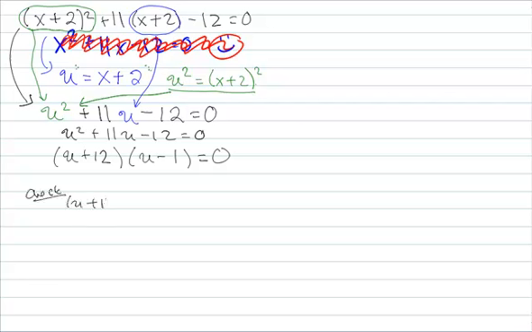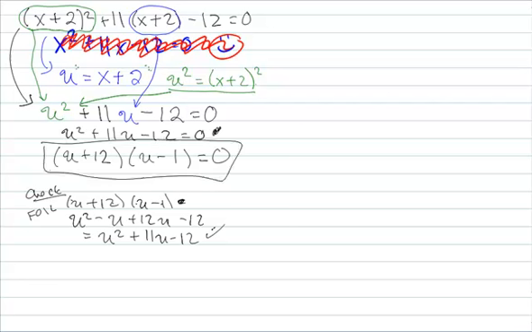So I'll check. If I have u plus 12 and u minus 1, then we want to do the FOIL method. First is u squared, outer, inner, last, and so that's u squared plus 11u minus 12. Good, so that's the same thing that we have up here. So we did this right. Now remember, if something times something else is 0, then either the first something has to be 0 or the second thing has to be 0. That's the only way around it.